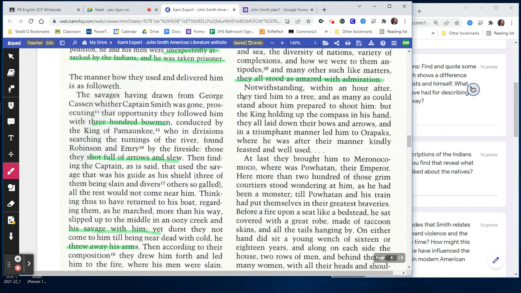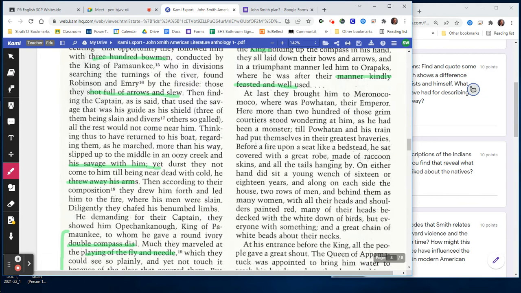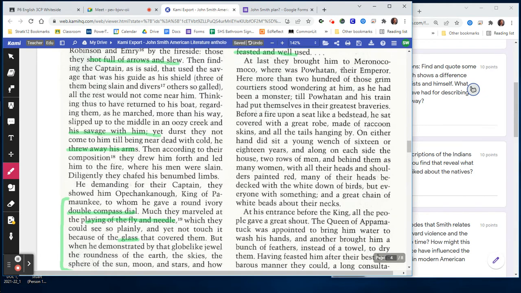Notwithstanding, within an hour after they tied him up in a tree, and as many as could stand about him prepared to shoot him. But the king, holding up the compass in his hand, they all laid down their bows and arrows, and in a triumphant manner led him to Oripax, where he was after their many kindly feasted and well used. So apparently they let him live. At last they brought him to Miranacomako, where was Powhatan, their emperor.